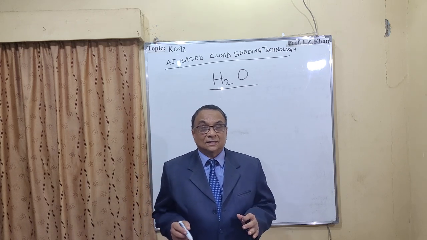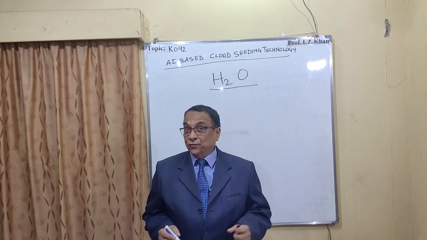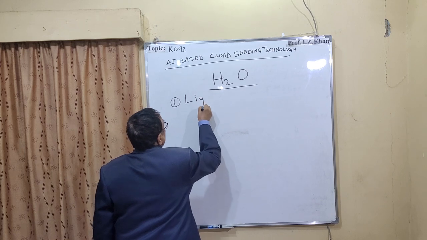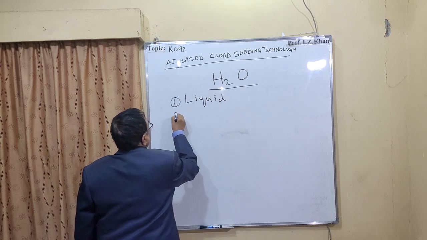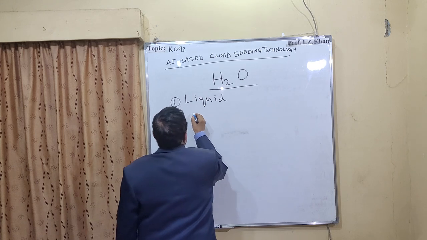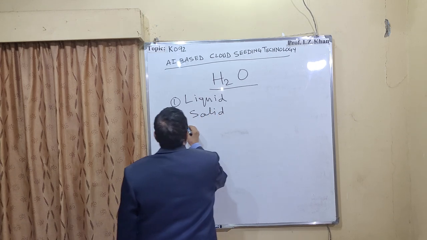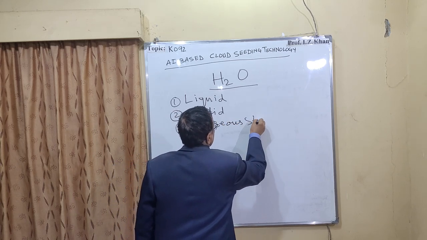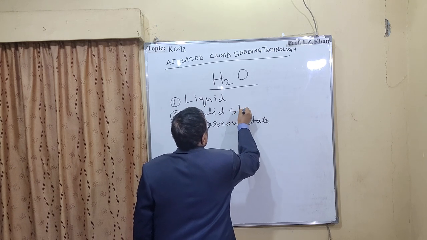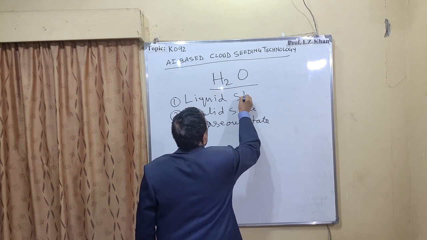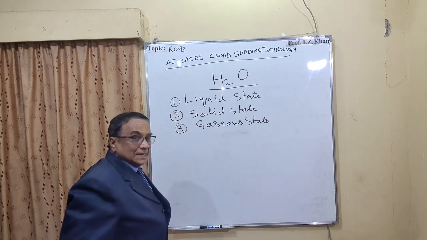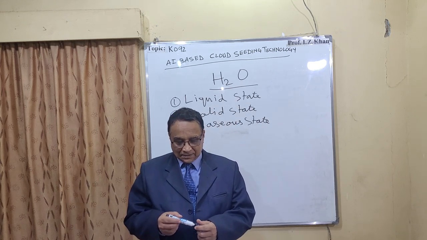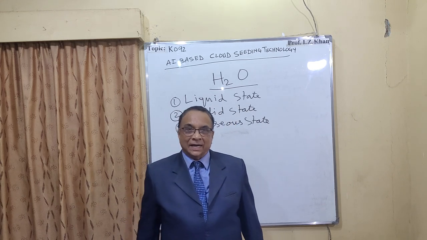Now the question is, what are the states of water? So we know that the first state of water is liquid, then the second is solid, and the third is gaseous state. So we can see water in three states of matter: solid, liquid and gas.